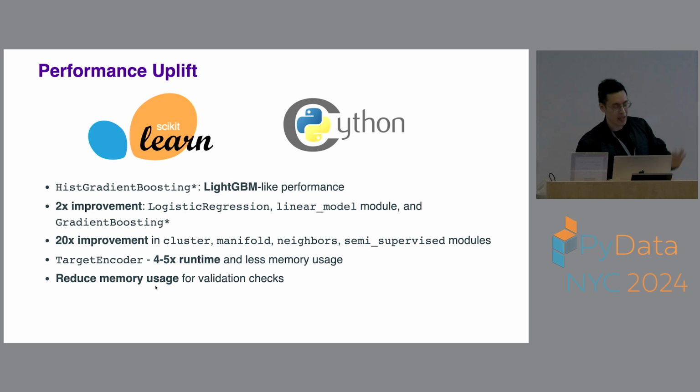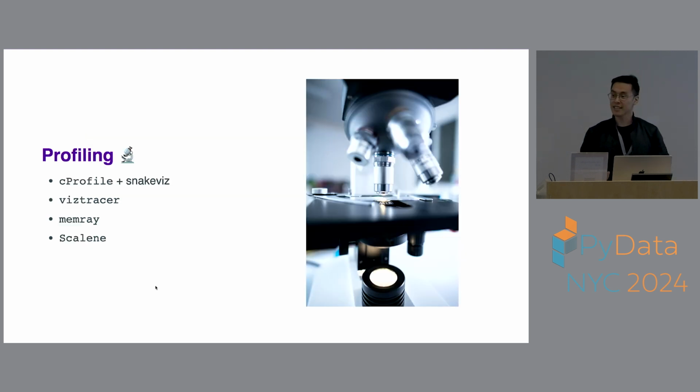So when we talk about any type of performance optimization, we have to talk about profiling. When you want to optimize any code, you have to profile and find what the hotspots are. Scikit-learn is a mixture of Python and Cython. We don't optimize everything. We only optimize the spots that make sense. So these are some of the profiling tools I use.